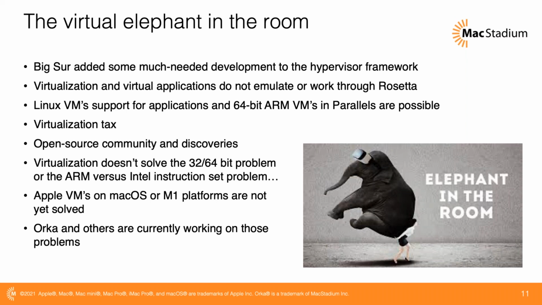But again, I think the value here is that these virtualization efforts are helping us address and look at things that we're going to need to do virtualization the right way with Apple. It's going to help us push the boundaries of what we need in the hypervisor framework, what we need to do to interact with this M1 platform in a good way. Also, again, virtualization doesn't solve this 32, 64-bit problem with these third-party dependencies. It doesn't solve ARM versus Intel issues.